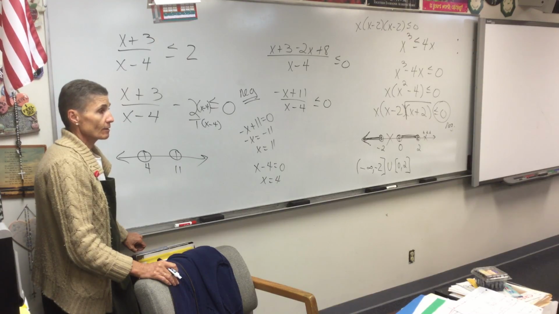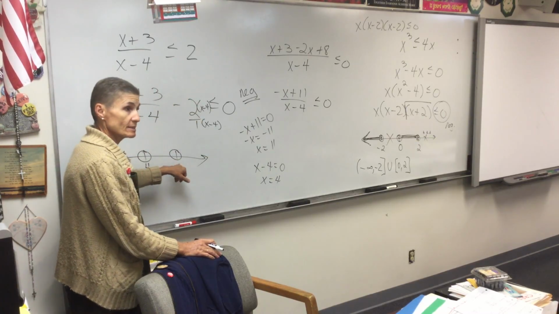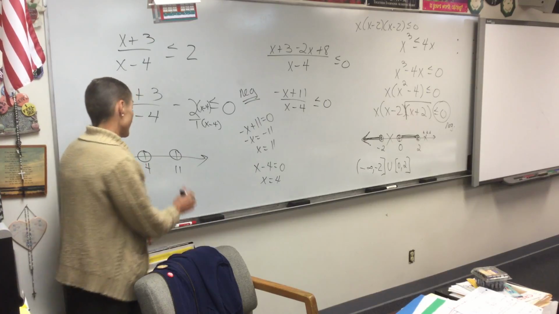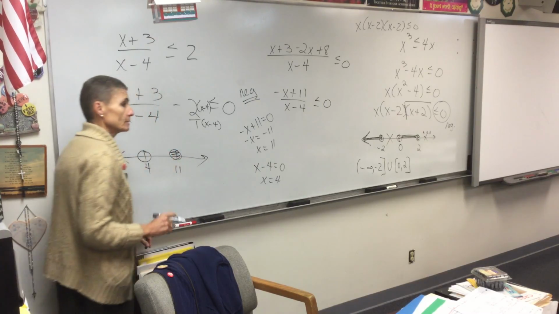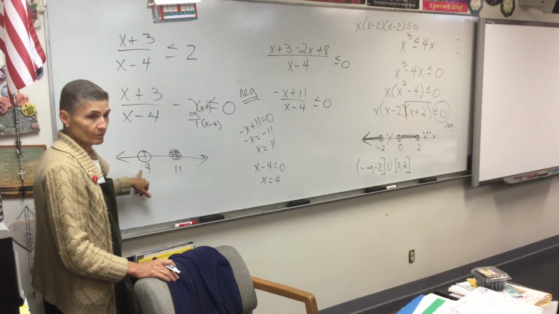Now here comes another little picky technicality. I see the or equal to. I want to color these dots in. And I do color in the 11. But I won't color in the 4. Think of my math league t-shirt. Why am I not going to color in the 4?